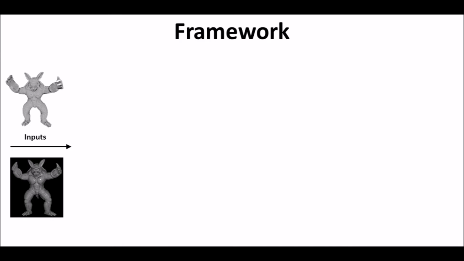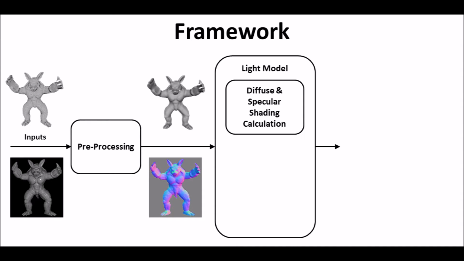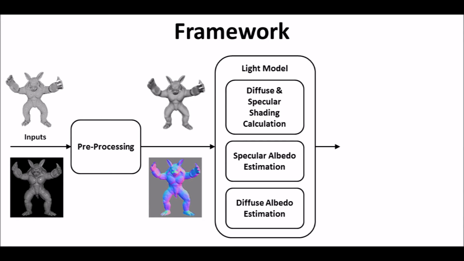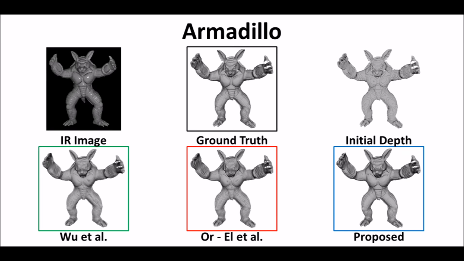Our algorithm takes a rough depth map and an infrared image as inputs. As a pre-processing stage, we smooth the depth map and calculate the surface normals. We then estimate the scene illumination with our novel lighting model, which consists of three main stages: calculating the diffuse and specular shading maps, recovering the specular albedos, and recovering the diffuse albedo. The refined depth map is then obtained by an optimization process that finds the best fit between the depth map and the IR image. We tested our method on several synthetic scenes and on real scenarios.